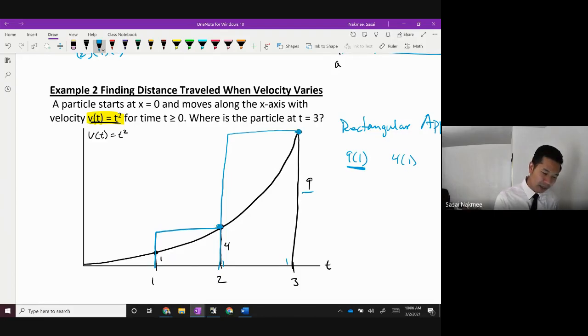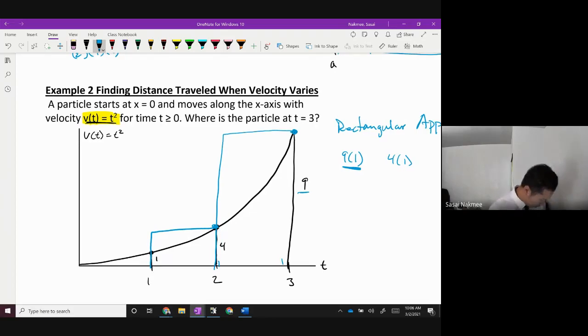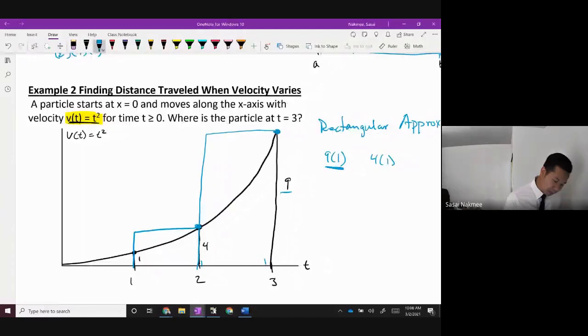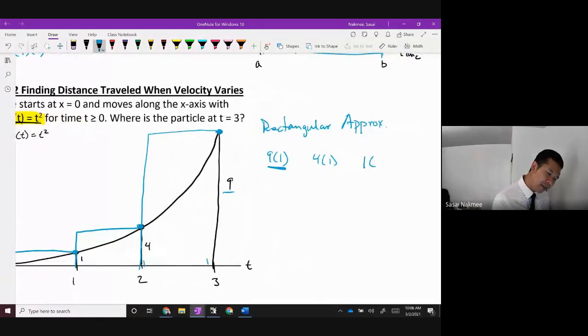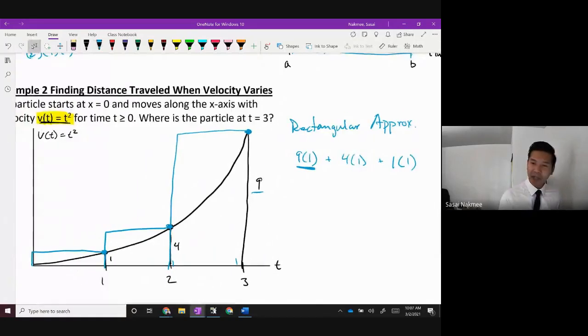Now, I know you're like, but there's a curve here. And again, I'm just approximating. So that area is a height of 4 with a base of 1. And then this last one right here has a height of 1 with a base of 1. Now, if I add all these together, this will give me an approximation of the area.